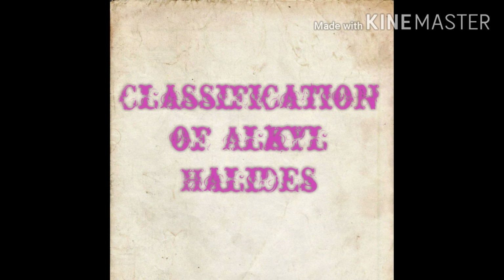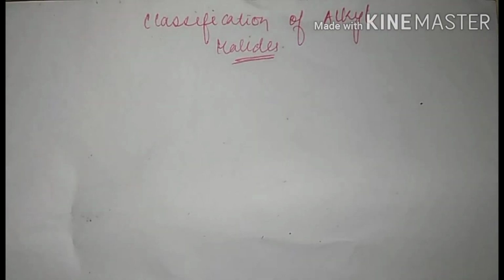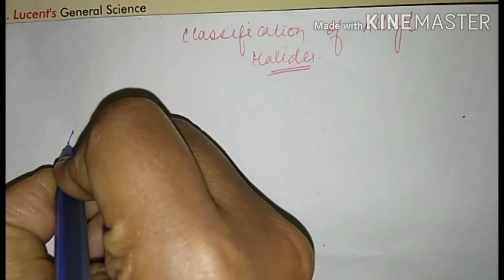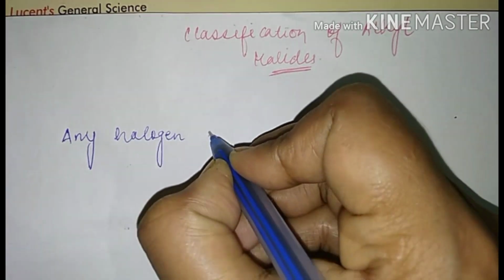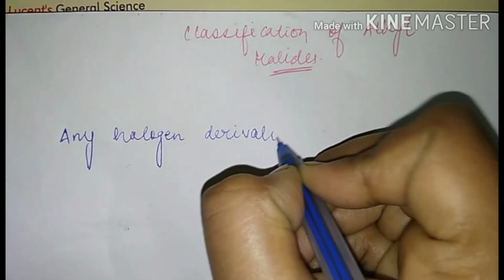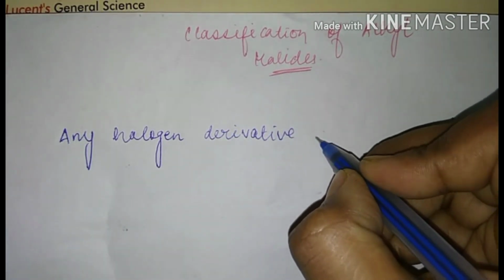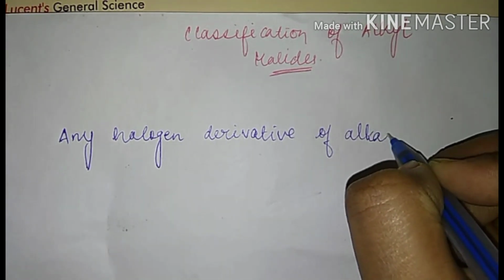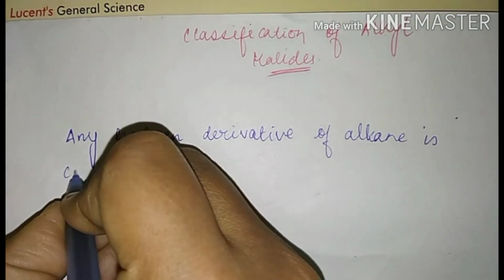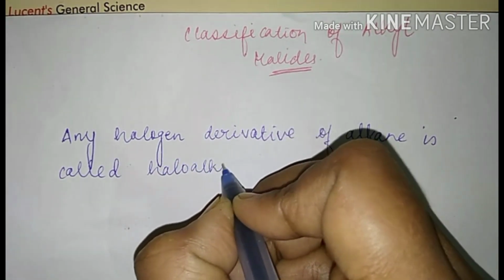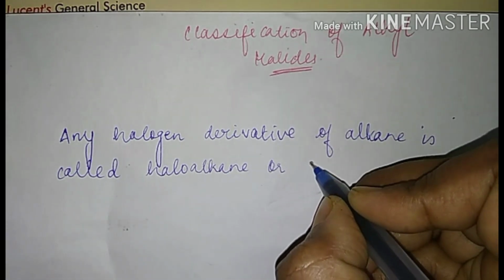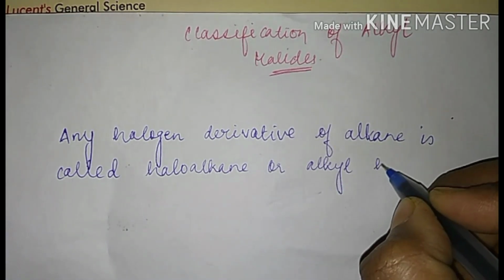Today's topic of discussion will be classification of alkyl halides. So, how do we define an alkyl halide or haloalkane? Any halogen derivative of alkane is called haloalkane or alkyl halide.